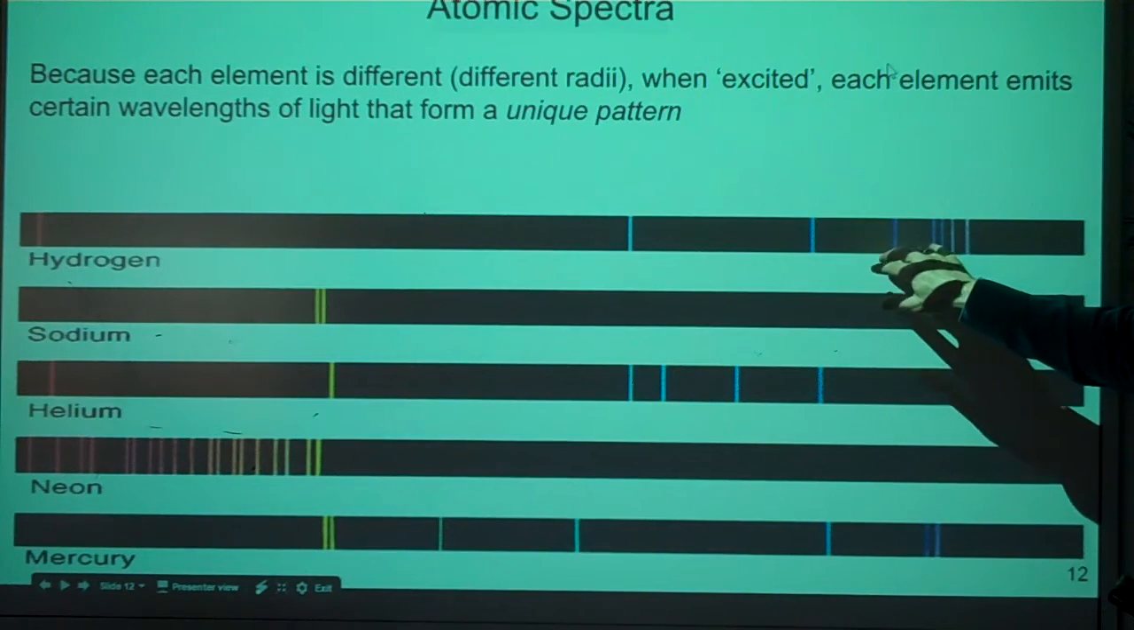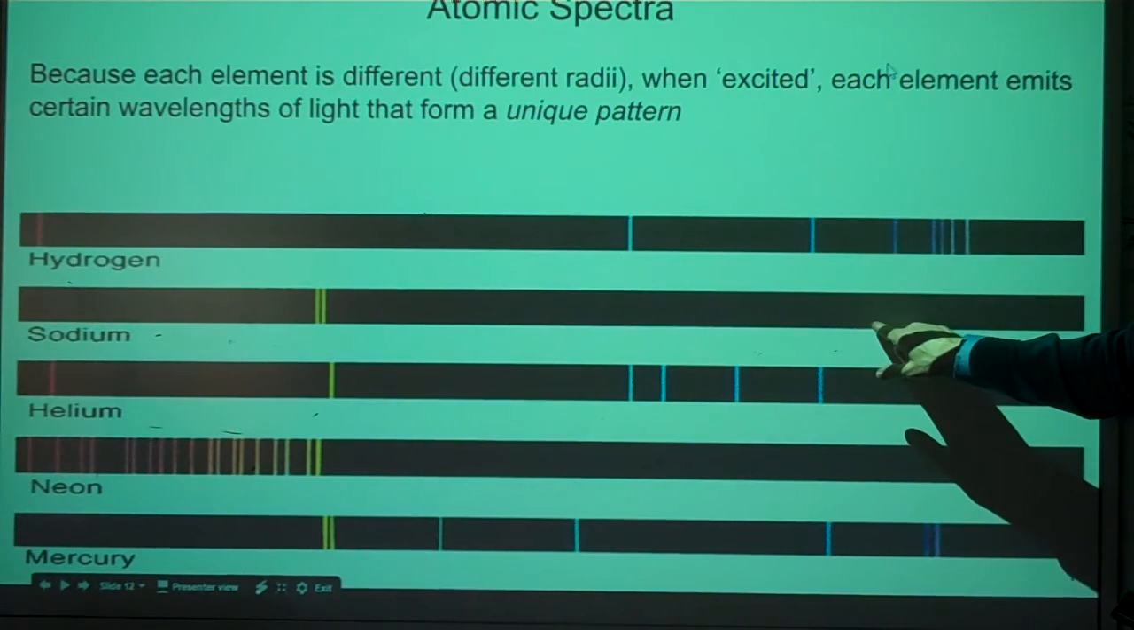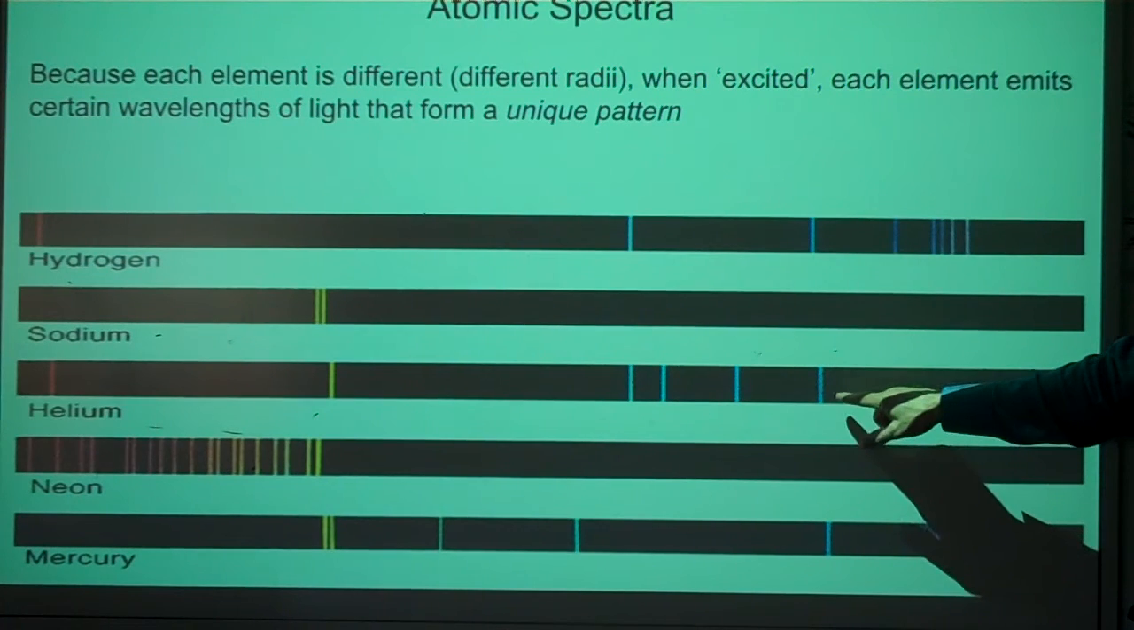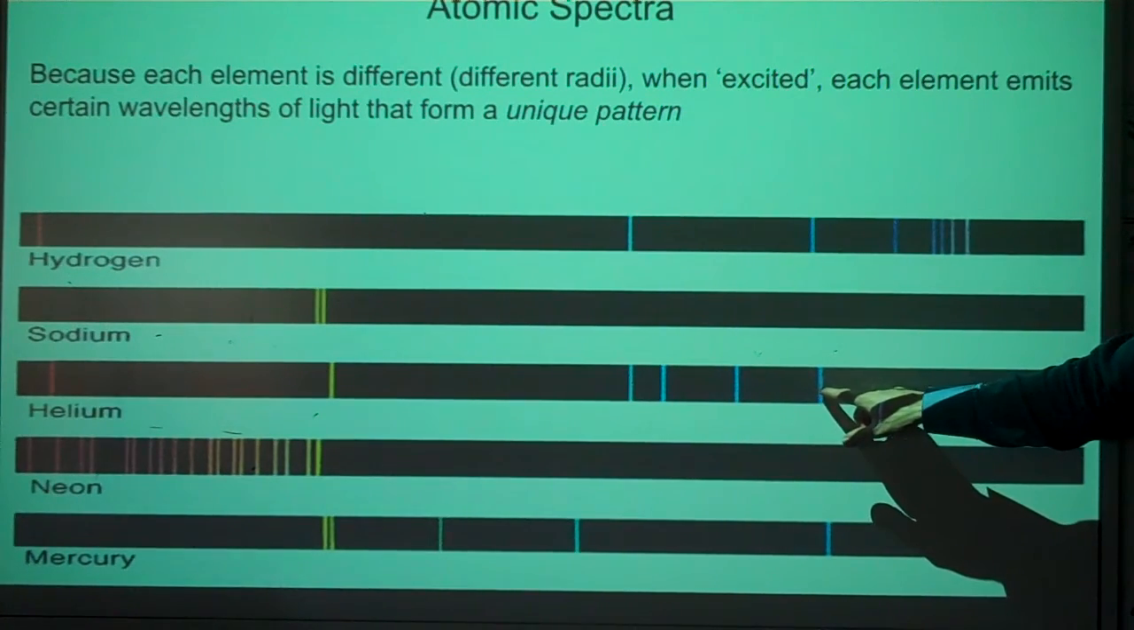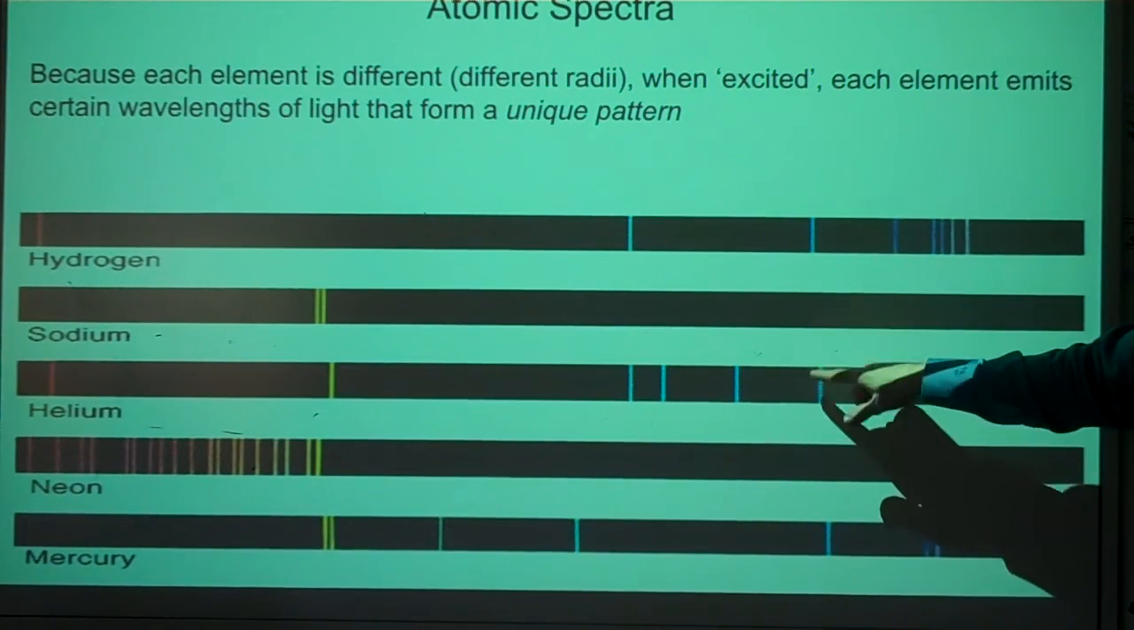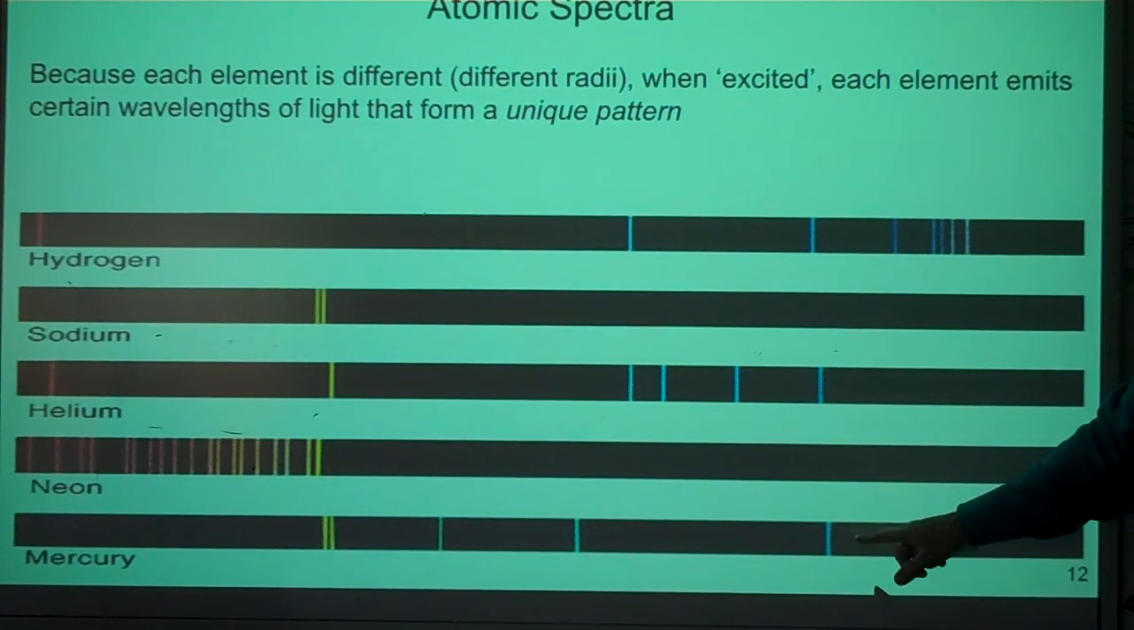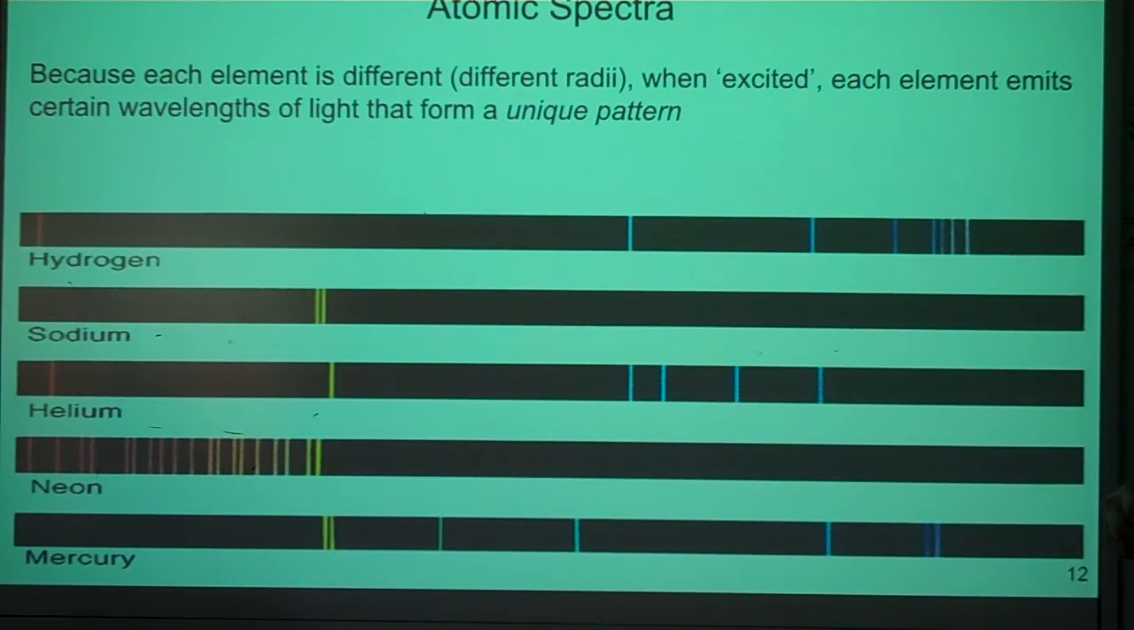So here's hydrogen's unique spectra. Here's sodium. Here's helium. Notice hydrogen and helium are pretty similar, but they get very distinct spectra. Here's neon. Here's mercury. Yes? So we have to tell the difference between these? No. Okay. We wouldn't be that mean to you.